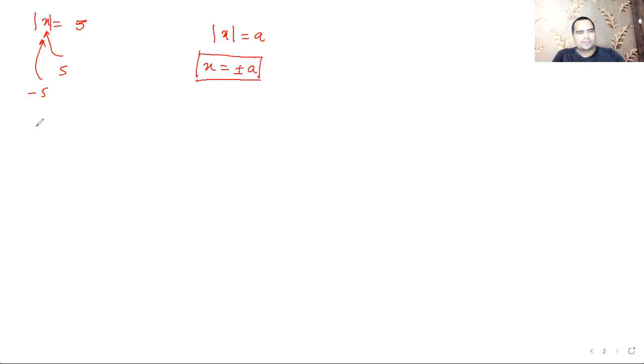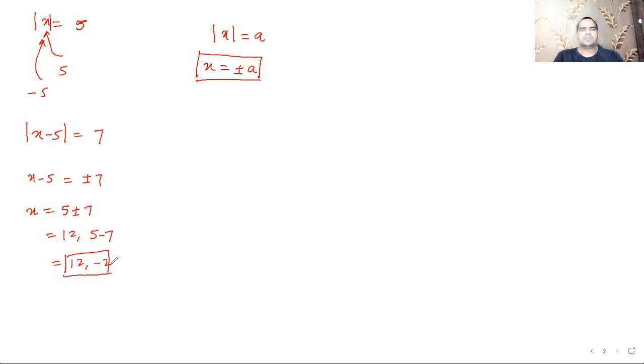So if I have, let's say, the absolute value of x minus 5 equals 7, and I want to solve this equation, what I'm going to do is x minus 5 equals plus or minus 7, because whether it is plus 7 or minus 7, the absolute value is going to be 7. So that's the logic I'm using. So x will be 5 plus or minus 7, which is 5 plus 7 is 12, and 5 minus 7 is negative 2. So 12 or negative 2.